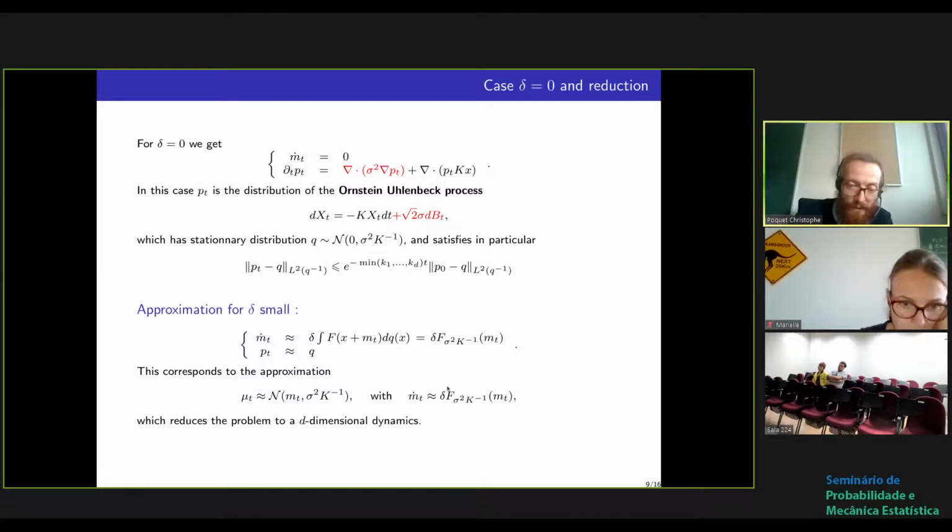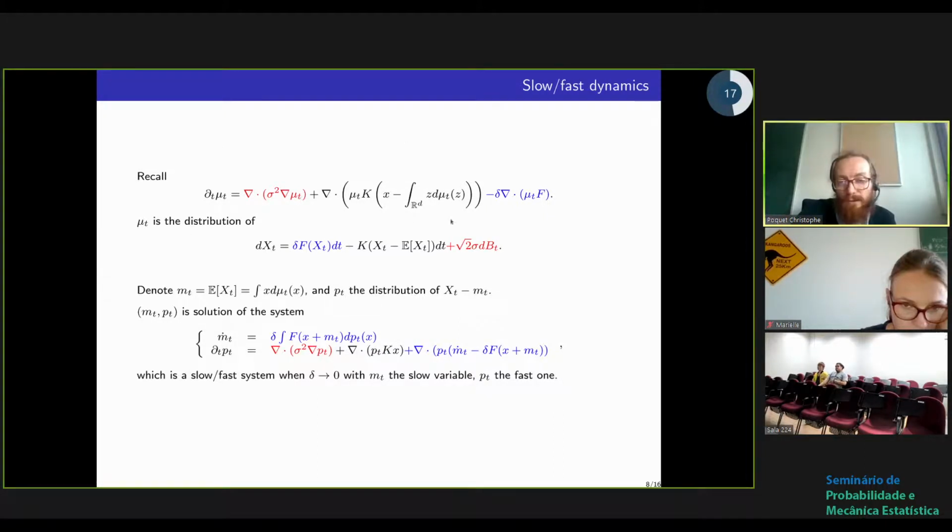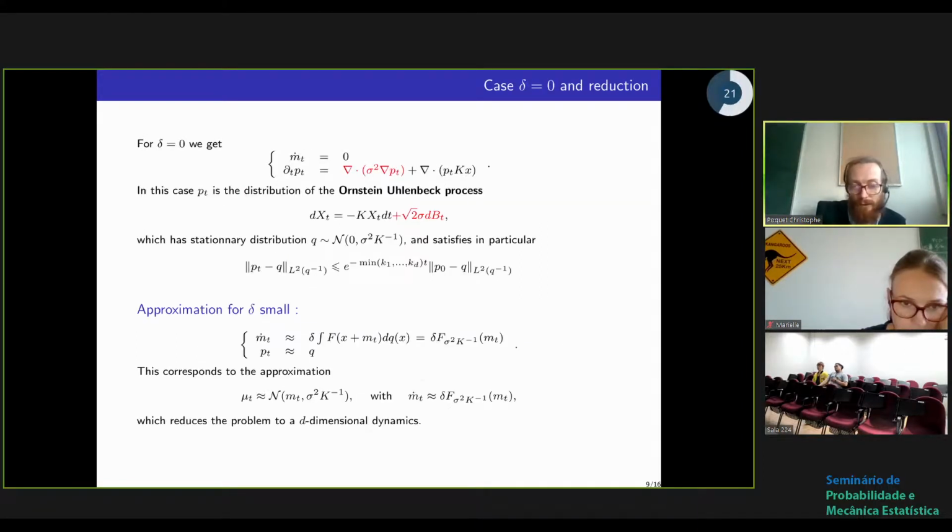But this approximation really simplifies a lot your problem, because you started with trying to look at periodic solutions for a PDE, so in an infinite dimensional dynamics. And now you are just looking at the dynamics of the expectation, so it's a d-dimensional dynamics.